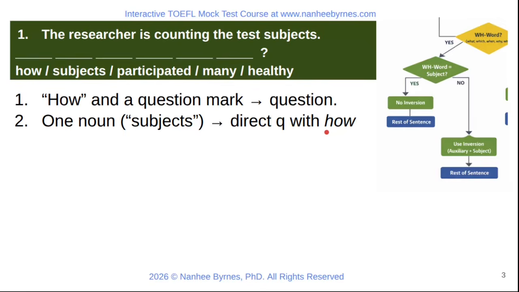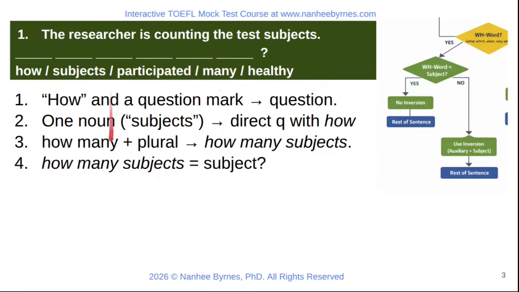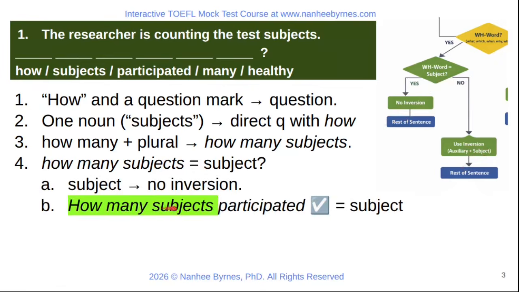Now, remember this rule. How many always go together to indicate counting. Many is a determiner, so it needs a plural noun. That gives us how many subjects. Next step, check whether how many subjects is the subject of the sentence or not. You know the rule. If it is the subject, there is no inversion. If not, use inversion. To figure that out, we check with the verb participated. How many subjects participated makes sense. So, how many subjects is the subject. Therefore, no inversion is needed.